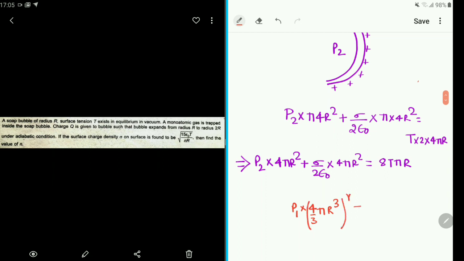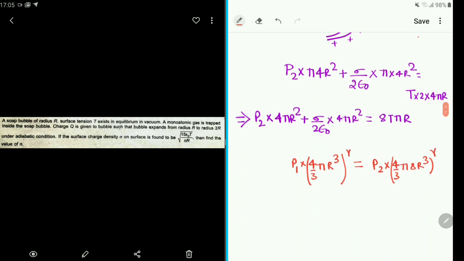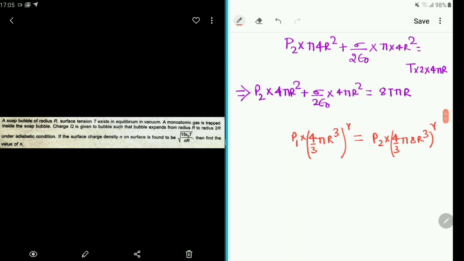So let's write the next equation with the help of the thermodynamic adiabatic process. Since the bubble has changed its size from r to a radius of 2r, and that too through an adiabatic process, we know that for an adiabatic process, PV to the power gamma is constant, and gamma here will be 1 plus 2 by f.